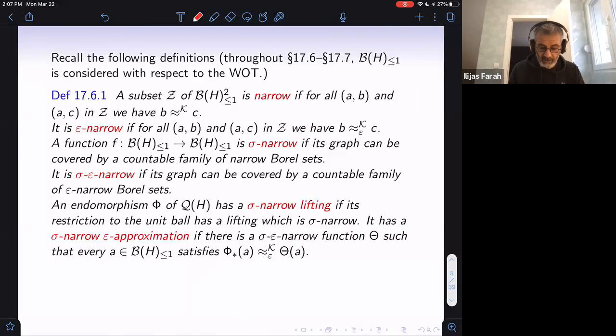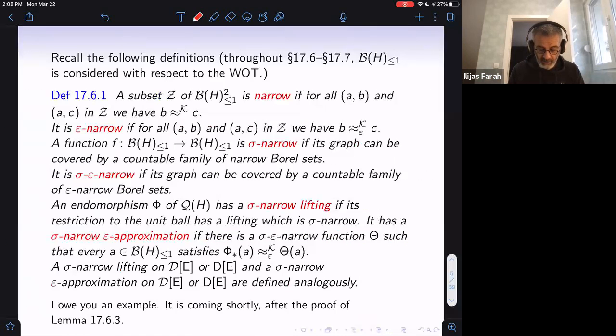And finally, the reason why we are looking at this is that we're looking at liftings. So we have phi, a function from Q of H to Q of H. Now, if you look at a lifting of phi, it is a function from B of H to B of H, so its graph looks like this. But again, we just look at the unit ball, that's all that matters really. And we say that phi has a sigma narrow lifting if this restriction to the unit ball has a sigma narrow lifting. Namely, if you look at the graph of this lifting phi star, you can cover it by countably many narrow Borel sets. And similarly, sigma narrow epsilon approximation is defined in a similar way.